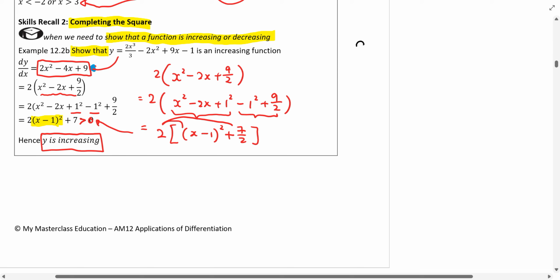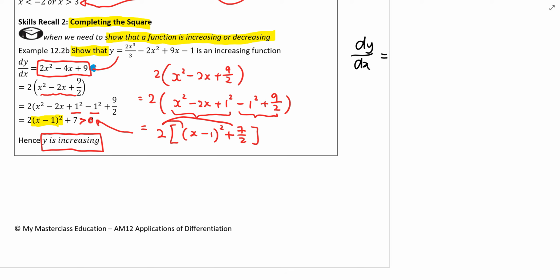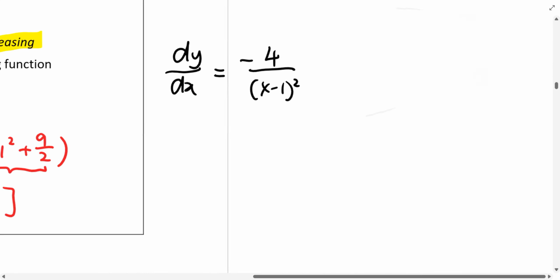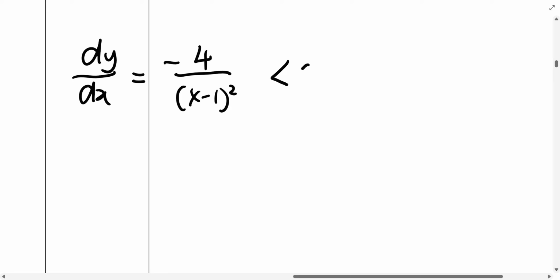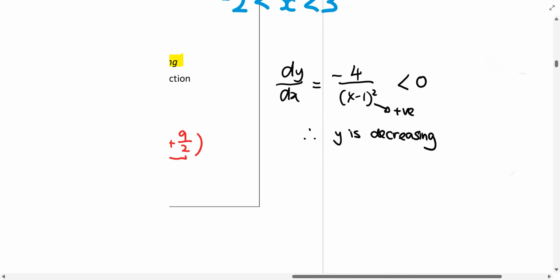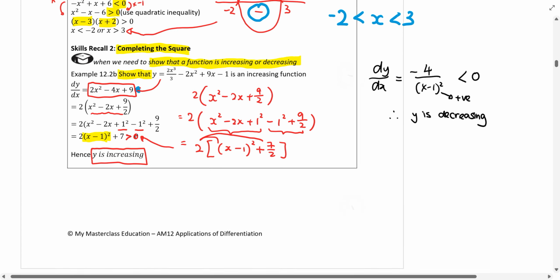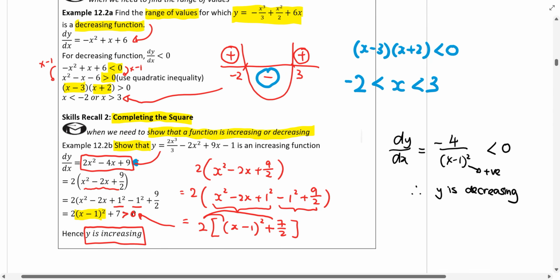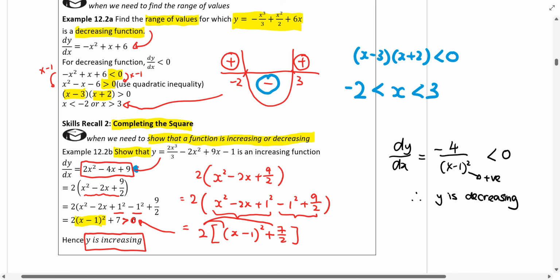Sometimes maybe you get something like this. dy/dx is equal to -4 over (x minus 1) squared. Straight away you can say that this dy/dx is less than 0. Why? Because a square number is always positive. So when you have a negative 4 over a positive number, the whole function is less than 0. Then that's where you say, therefore y is a decreasing function. So this is how you do "show that" questions for increasing and decreasing functions, as well as finding the range of increasing and decreasing functions.